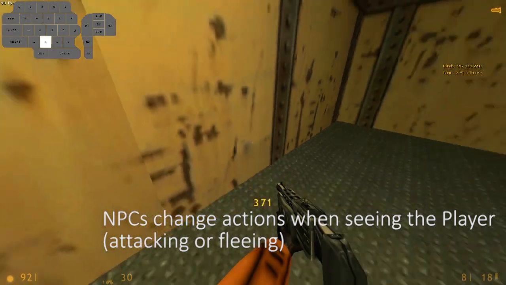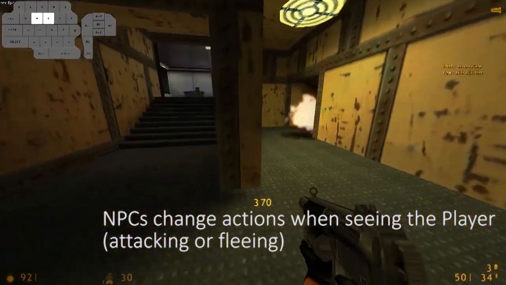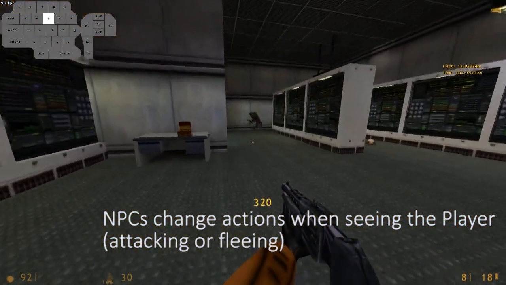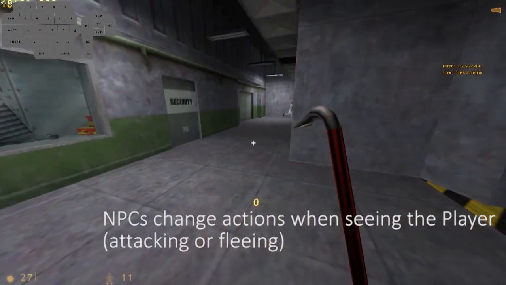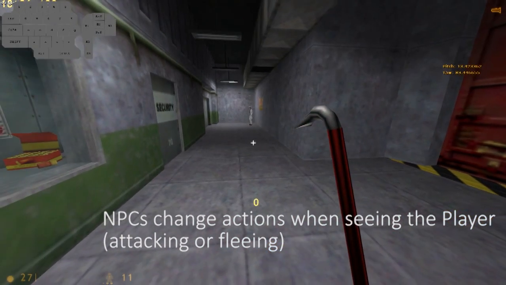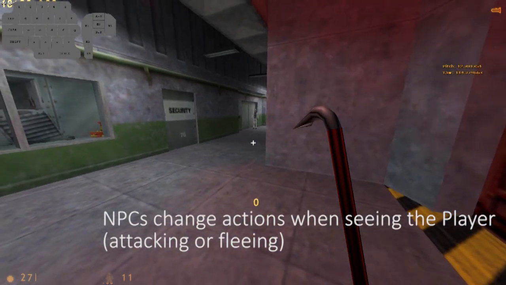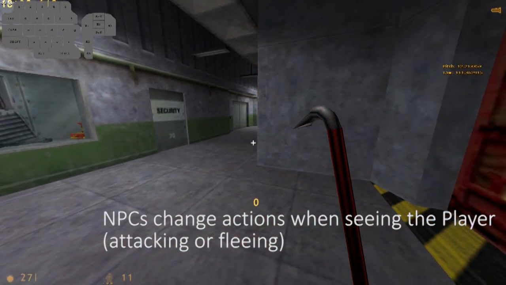When an NPC sees you or feels threatened by being seen as well, he will react. Here you can see how the scientist changes positions, reacting to the line of sight of the player.